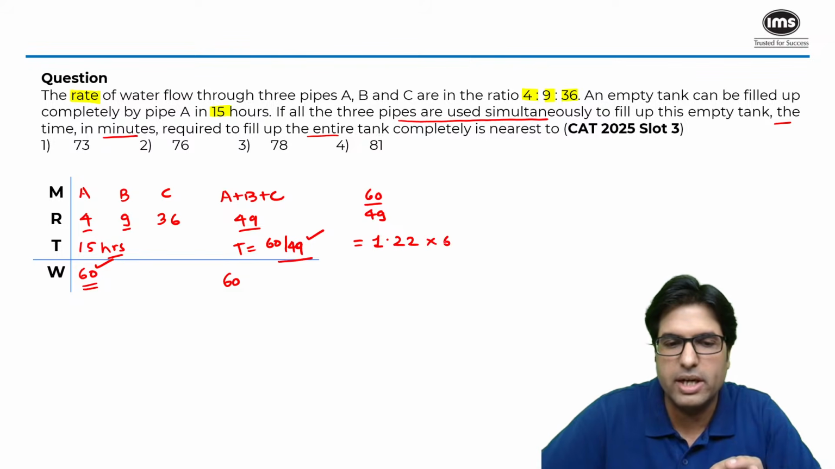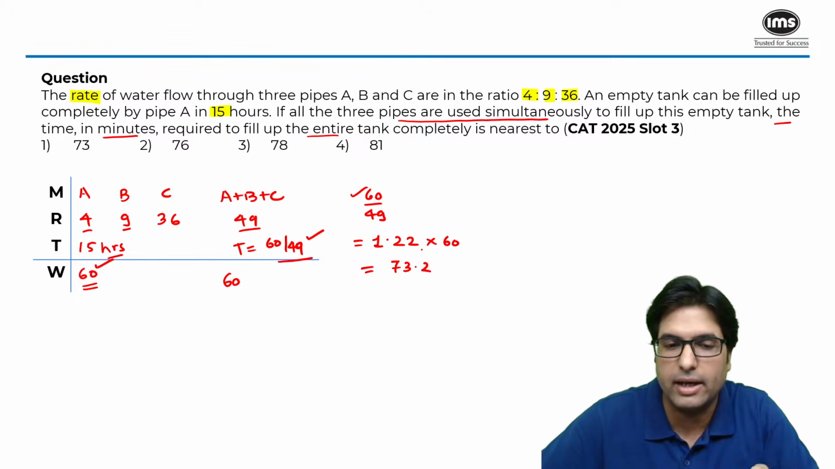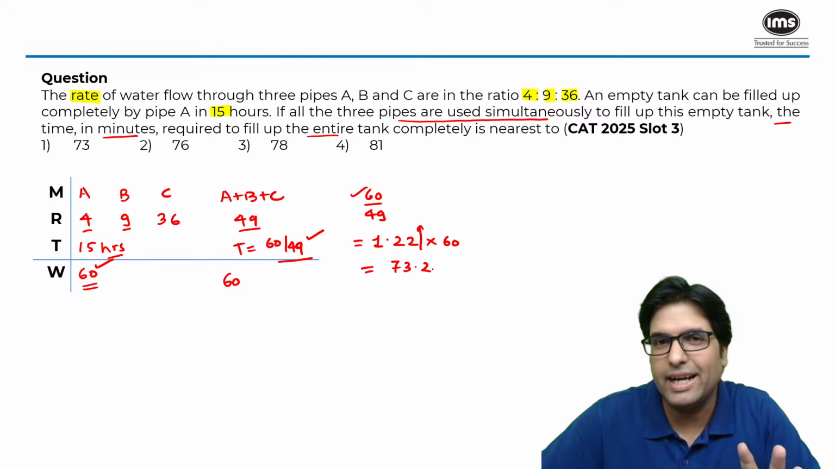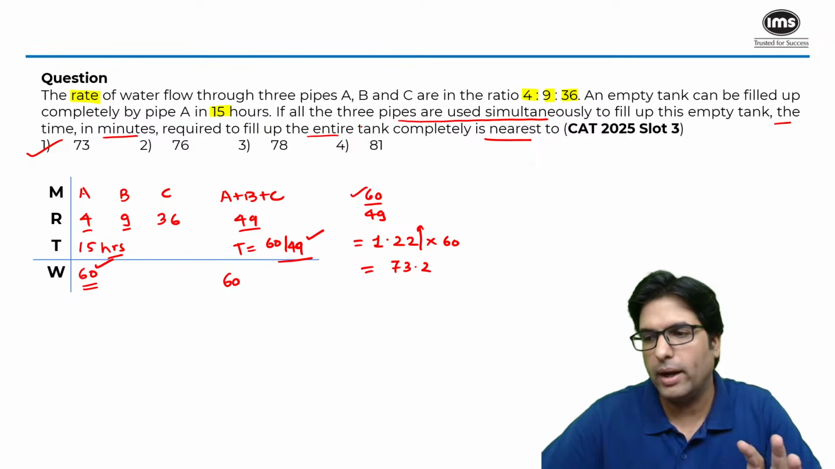You want to convert it to minutes, just multiply by 60. At this stage, you could use a calculator if you feel very nervous, anxious about dividing these numbers. But I think this should be pretty straightforward. So 12 sixes are 72 and 73.2. So approximately 73.2, maybe even slightly higher than this because we have not calculated the third place of decimal. So slightly greater than 73.2. Question is saying nearest to. Correct answer option 1.